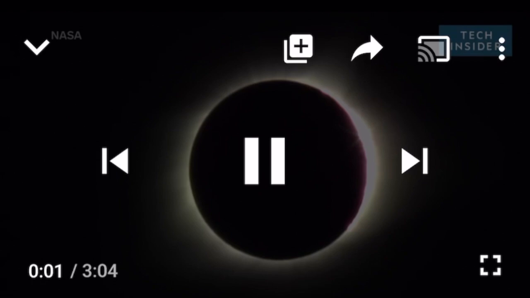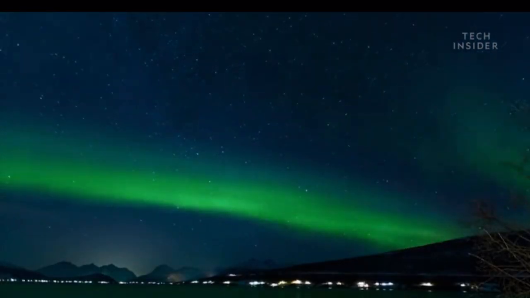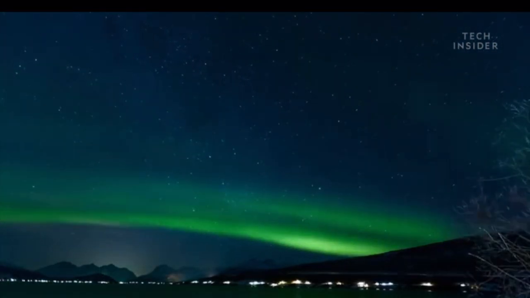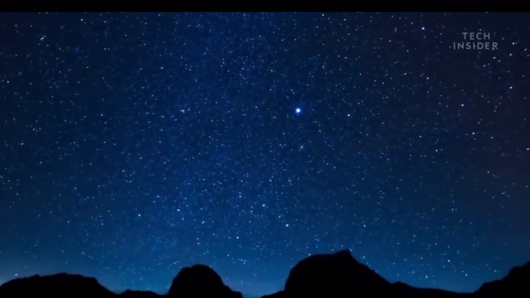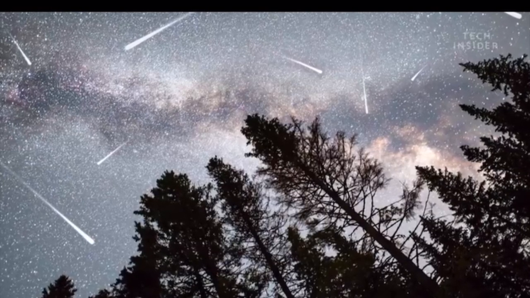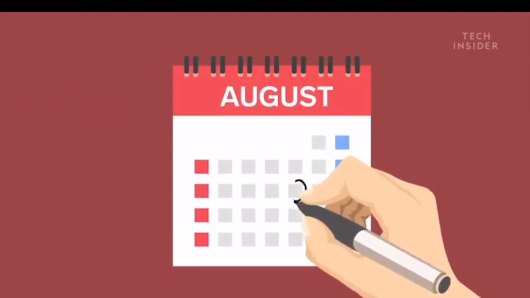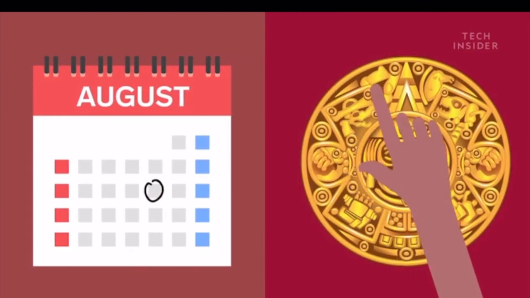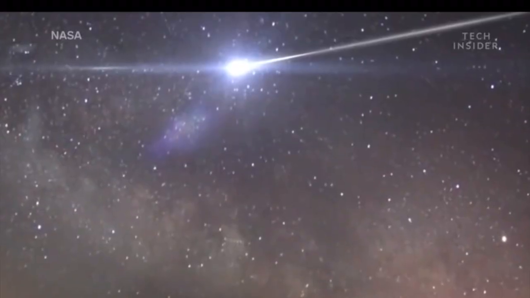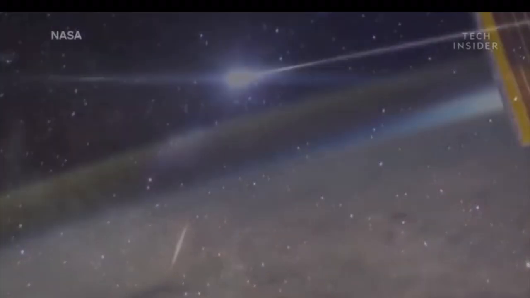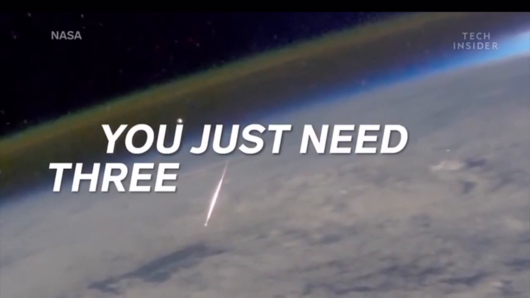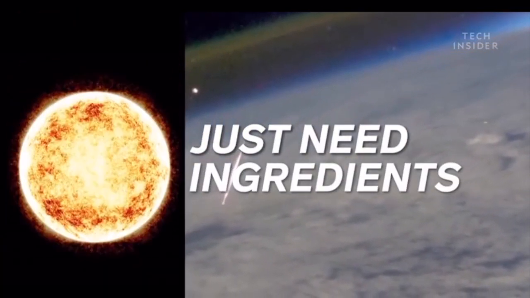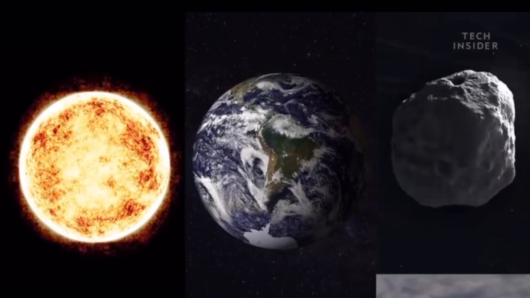Solar eclipses are rare, and you can never predict when an aurora will illuminate the sky. But there's one cosmic light show we can always count on: meteor showers. They happen around the same time each year and have been doing so for centuries. But despite their brilliance and beauty, it doesn't take much to make a meteor shower. You just need 3 ingredients: the sun, Earth, and a comet.